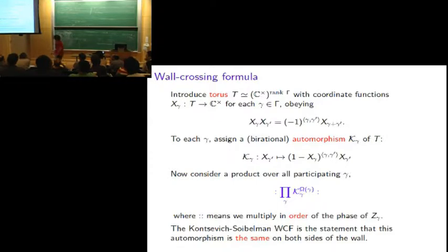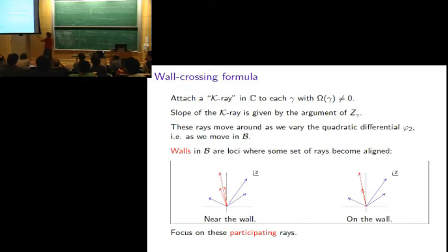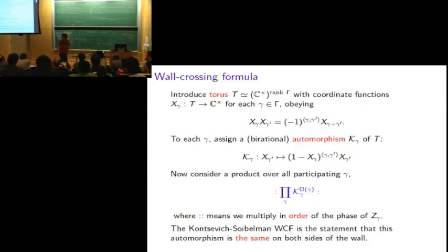And now remember we had a bunch of rays corresponding to a bunch of non-zero invariants. For each of those rays, we assign a corresponding automorphism, the automorphism K gamma. We raise it to the power omega of gamma. And now we take a product over all the rays. Well, that's a little tricky, because those automorphisms don't commute with each other. So to take the product, I have to tell you what order to take the product. And the order we take is just the order of the phase of z gamma.